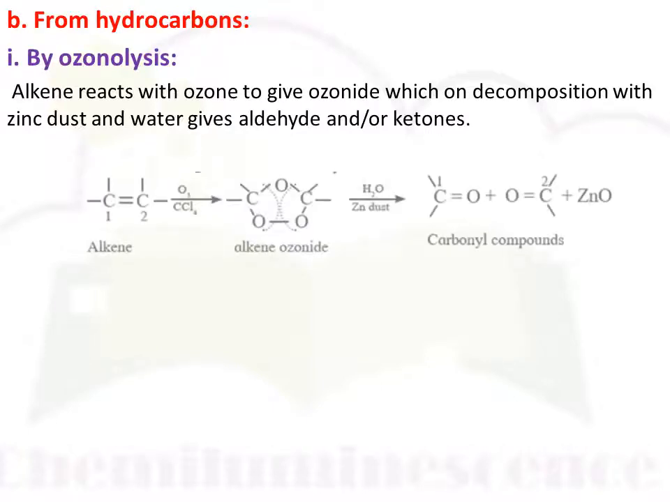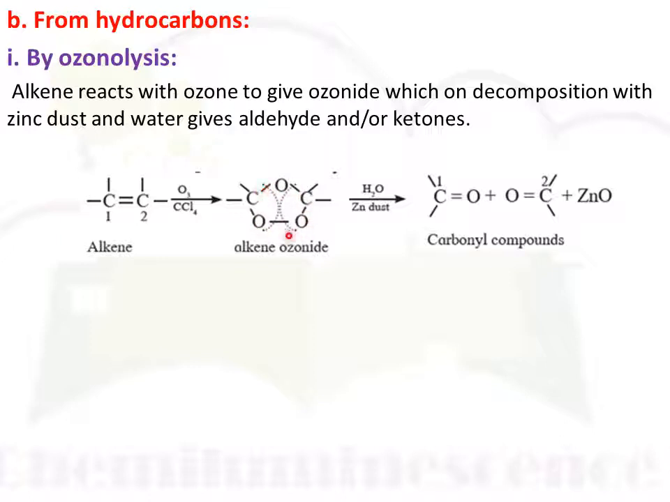Let's see with the help of general equation. Alkene which contains carbon-carbon double bond on addition of ozone in CCl4 as a solvent, that is carbon tetrachloride, forms alkene ozonide. Here you can see this ring structure in which ozone, that is three oxygens, is added through the carbon-carbon double bond. One oxygen is linked between these two carbons, and two oxygens are linked between again these two carbons. Either these two may be upside or this one may be upside. You can write as per your convenience.